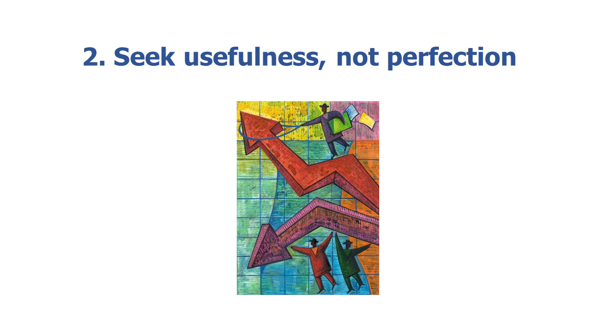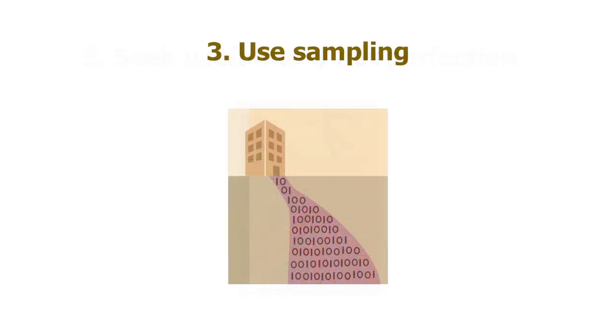The second tip is to seek usefulness, not perfection, in selecting a quality measure. Remember, measurement is not the goal, improvement is the goal. In order to move forward to the next step, a team needs just enough data to know whether changes are leading to improvement. The third tip is to use sampling to obtain data. Sampling is when you select a subset or a sample of individuals from within a population to estimate characteristics of the whole population. Sampling can save time and resources while helping you accurately track performance.